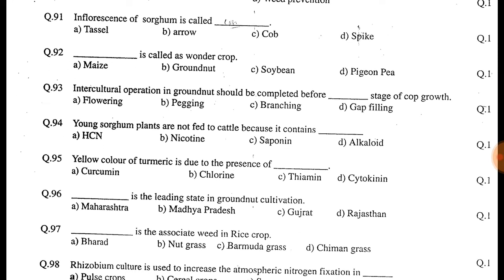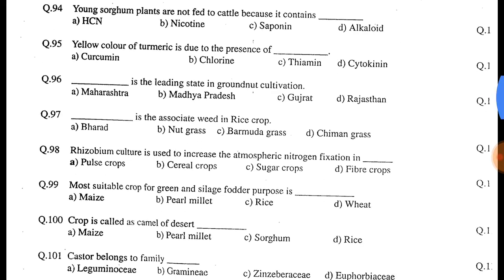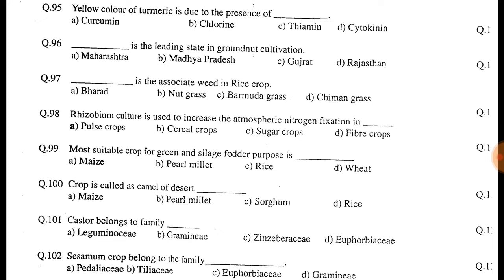Question number 91. The inflorescence of sorghum is cob. Question number 92. Soybean is called a wonder crop. Question number 93. Interculture operation in groundnut should be completed before flowering stage of crop growth. 94. Young sorghum plants are not fed to cattle because it contains HCN. 95. Yellow color of turmeric is due to the presence of curcumin. Question number 96. Gujarat is leading state in groundnut cultivation.